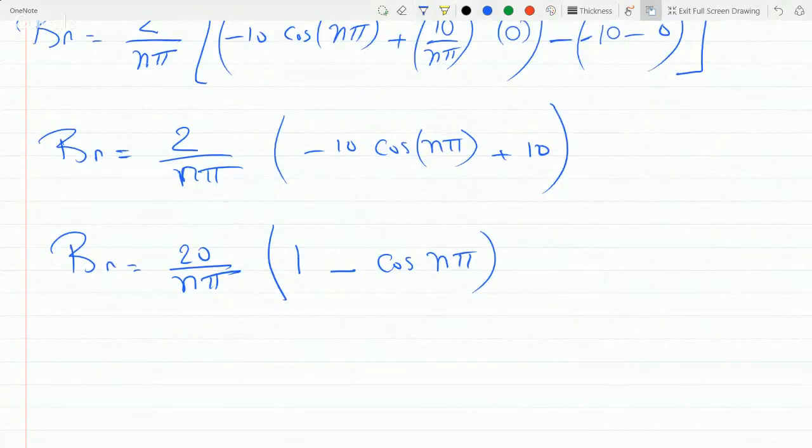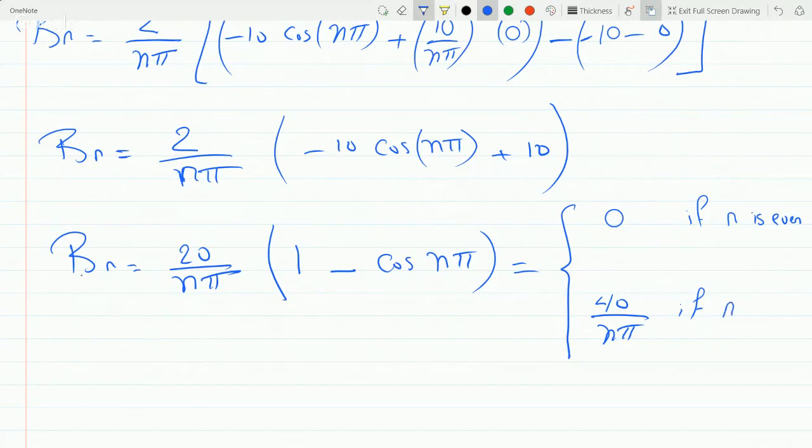Okay, now what's cosine n pi? Well, it depends on what n is. If n is even, you will get even multiples of pi. Even multiples of pi will get you cosine will be 1. 1 minus 1 is 0, so this whole thing will be 0 if n is even. And if n is odd, you will get minus 1, so this becomes a 2. So 2 times 20, this will become 40 over n pi.